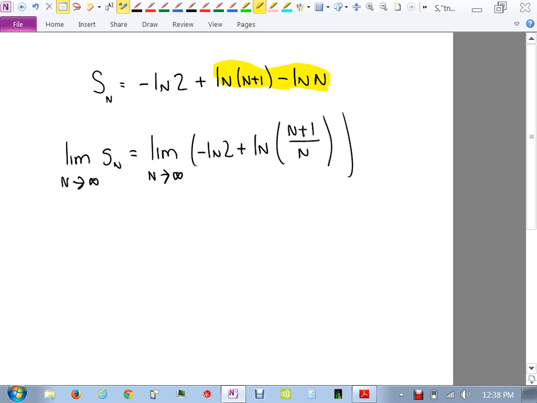But then you use the property of logs to put them back into a division, right? And then in here, this is infinity over infinity. Do L'Hopital on that, you get 1. Natural log of 1 is 0. So ln 2 is a constant. So your answer is negative ln 2. Collapsing. What's that? Yeah, natural log of 1/2 if you want.